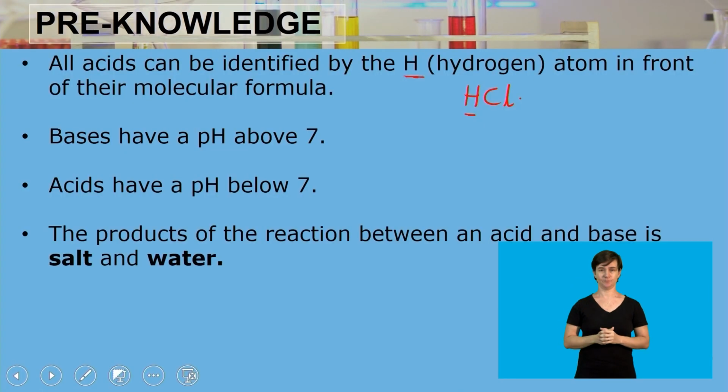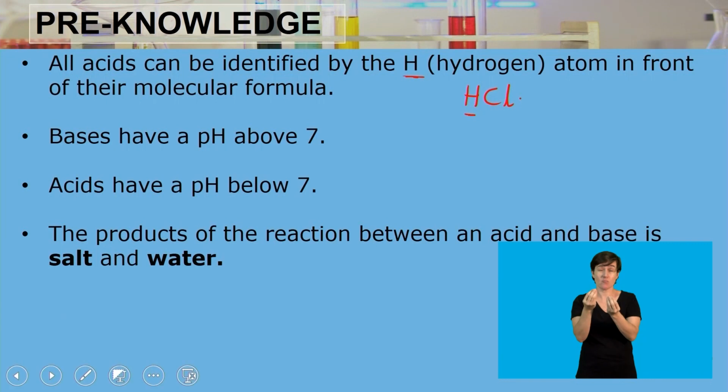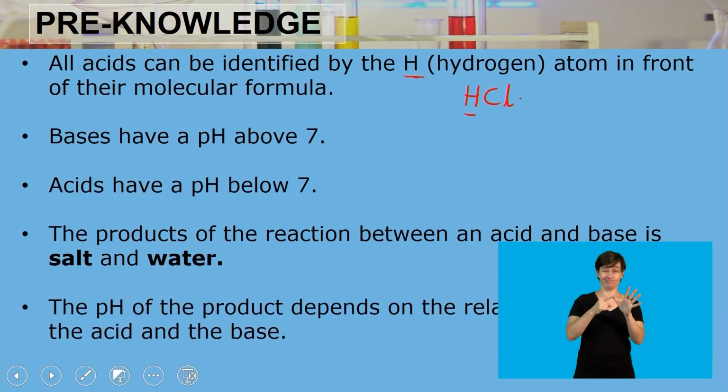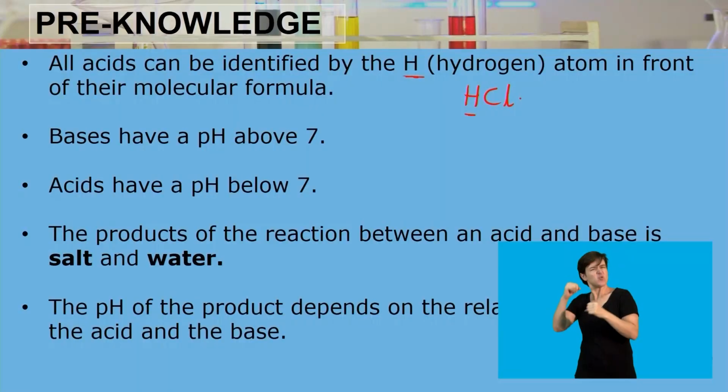Furthermore, the product of the reaction between an acid and a base is salt and water. So whenever we react an acid and a base, the product is going to be salt and water. However, the pH of the product depends on the strength of the particular substances which we are reacting in the beginning of the reaction. The pH of the product depends on the relative strength of the acid and the base.